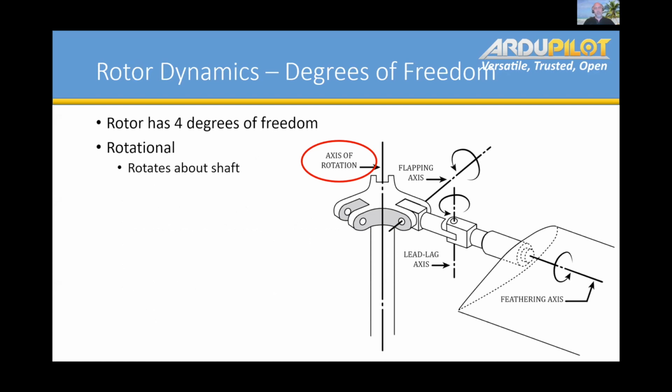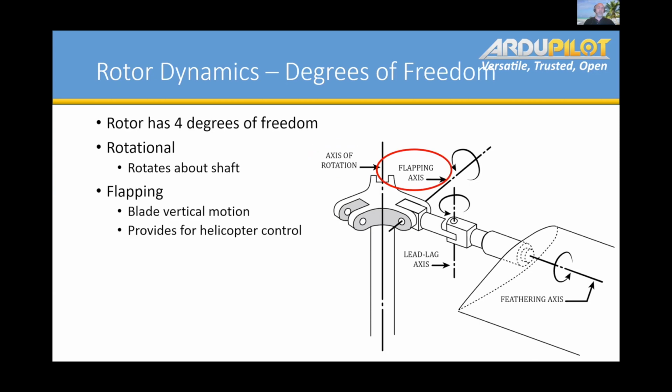All right, so just to start off, to bring everybody up to the same playing field from a rotor dynamics standpoint, we talk about the rotor blade having 4 degrees of freedom. Real quickly, let's walk through those. The first one is the rotational degree of freedom, which is essentially the rotor system rotating about the shaft of the helicopter. A note there is that we are constant rotor speed vehicles.